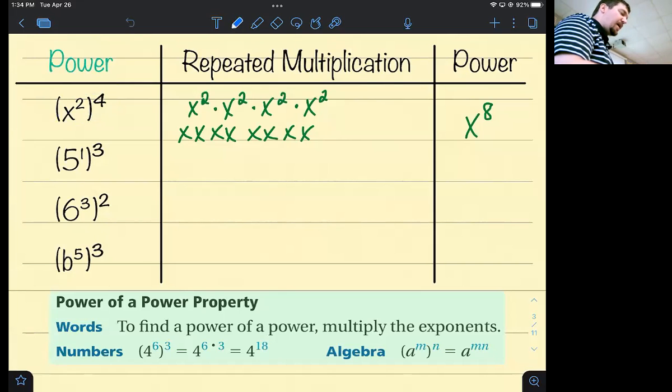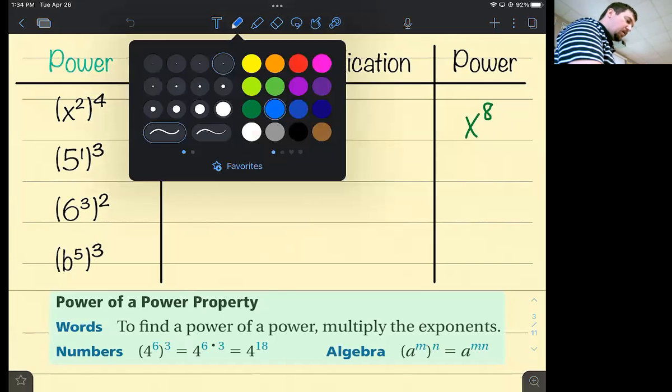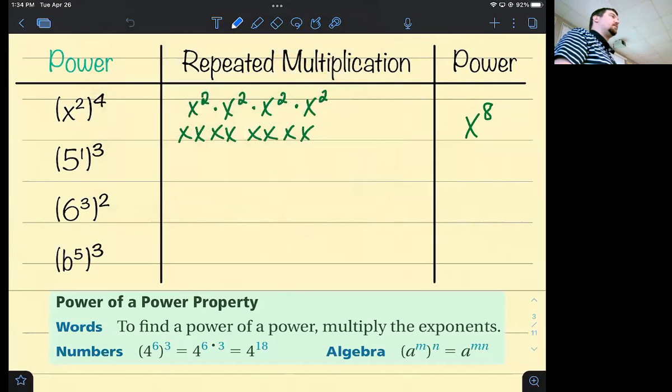So without having to write all of it out, what would 5 to the first to the third power be? Sky? That's right, 5 to the third. Of course, 5 to the first is just 1. Oh, no, sorry. 5 to the first is just 5. So that would just be 5 to the third.